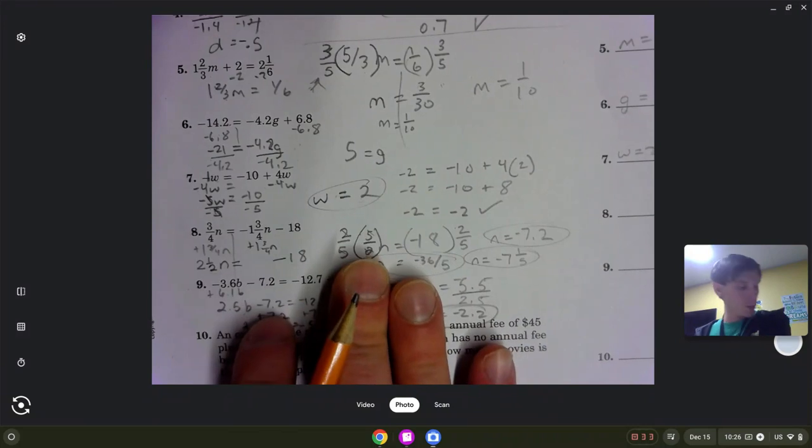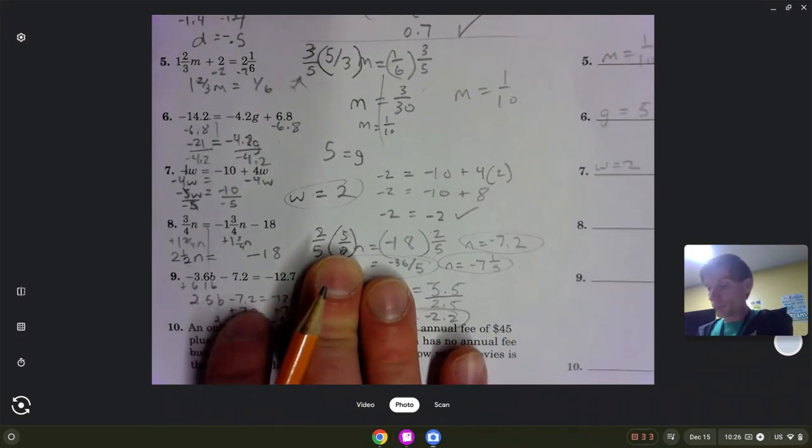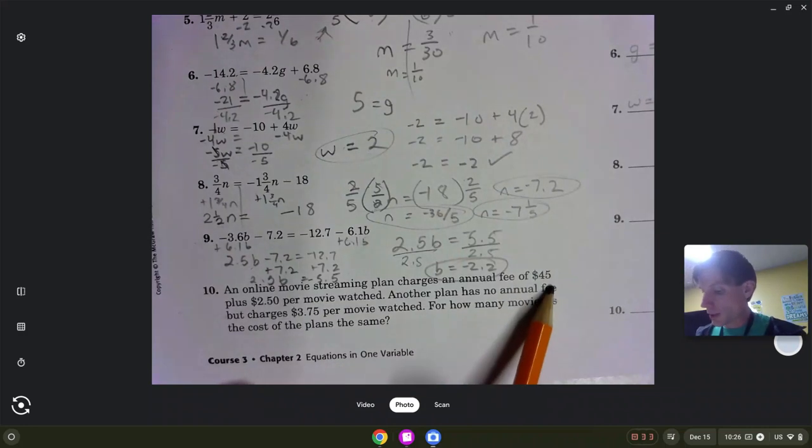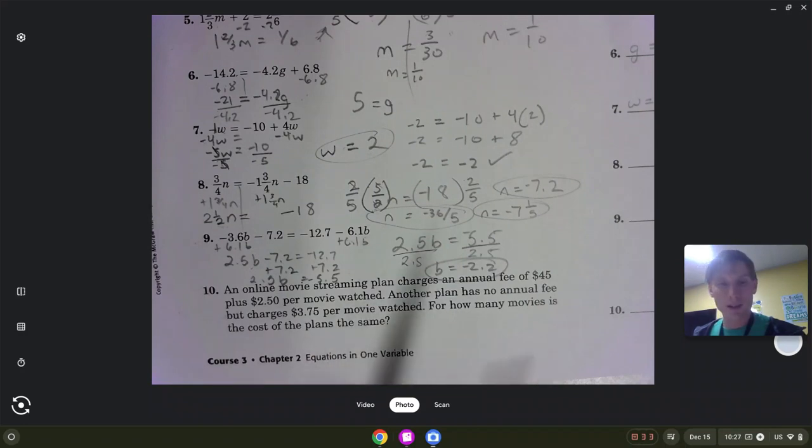Okay, let me go through a few more here. All right, so we have an online movie streaming plan that charges an annual fee of $45 plus $2.50 per movie watched. Another plan has no annual fee but charges $3.75 per movie watched. For how many movies is the cost of the plans the same? Okay, so this is a little bit challenging. We have two different types of fees here. When you're dealing with these types of problems, notice some are going to be attached to a variable. Some are going to be constants. They're just a one-time thing. A constant one-time thing, and one that varies depending on how much of something you use or buy or do.